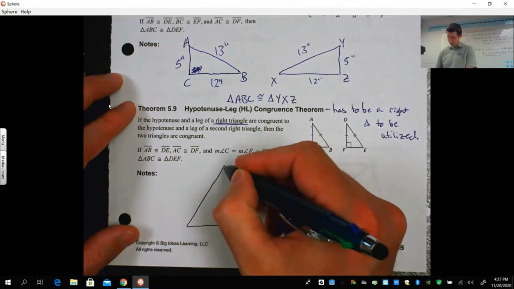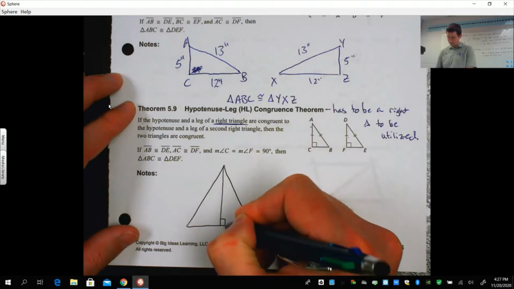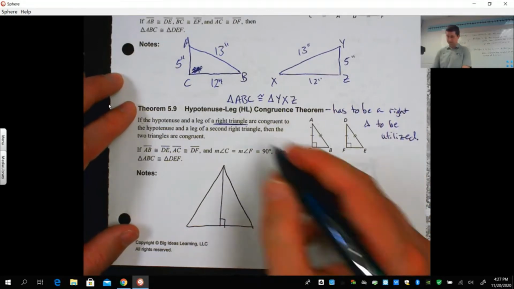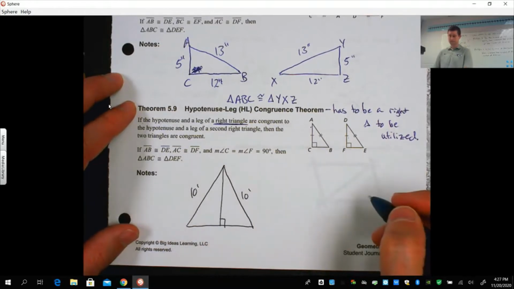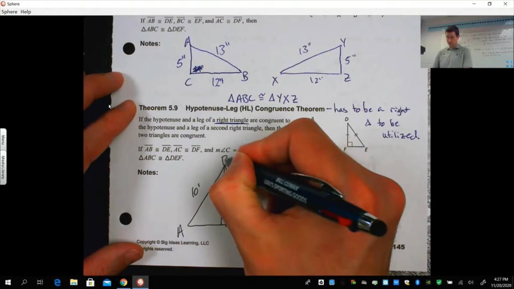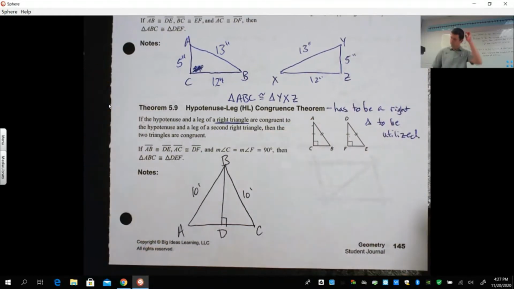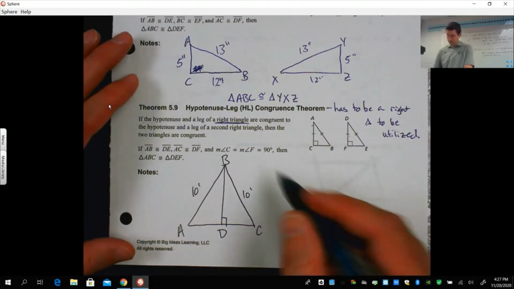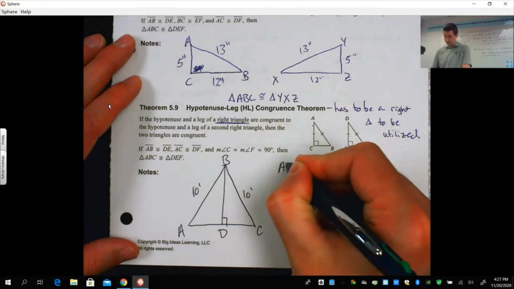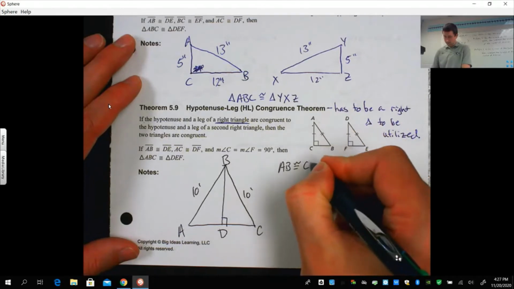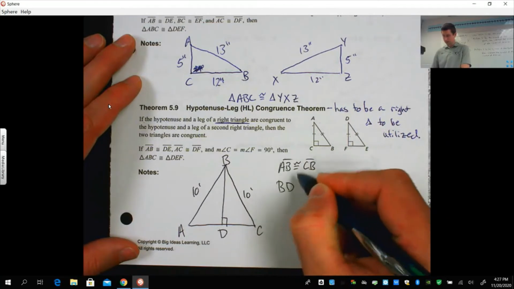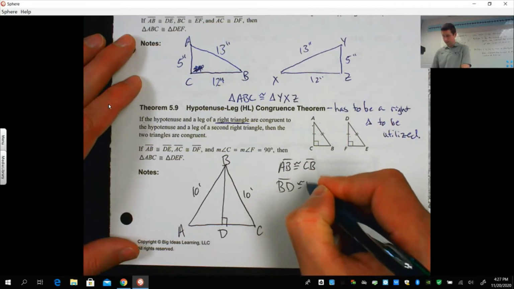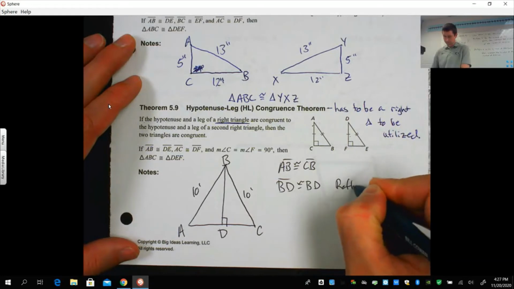So let's draw something like this, and we're going to share a side. It'll be a right angle. We're going to make this an isosceles triangle, so let's say this is 10 feet and this is 10 feet. So A, B, C, D. This would fit under the hypotenuse leg theorem, because we know AB is congruent to CB, that's given. We know BD is congruent to BD, that's the reflexive property.